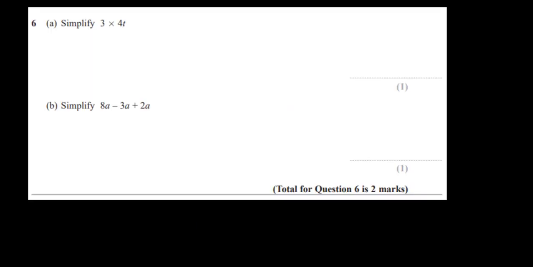Simplify 3 times 4t. In algebra, whenever a number and letter are written together, that means they are multiplying. So 3 times 4t will give you 12t.